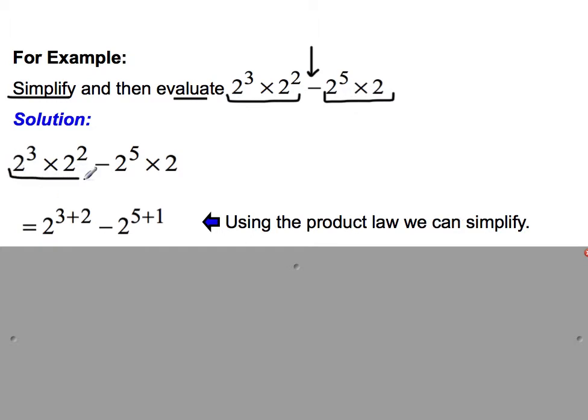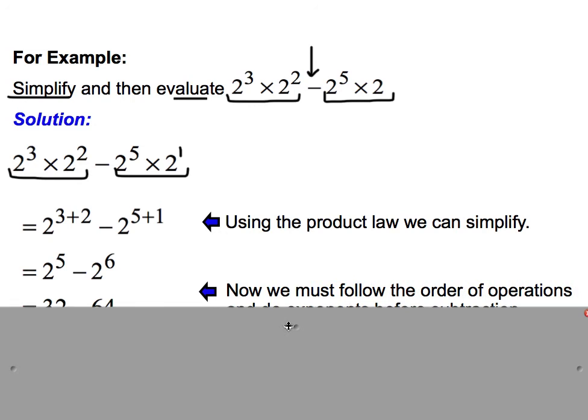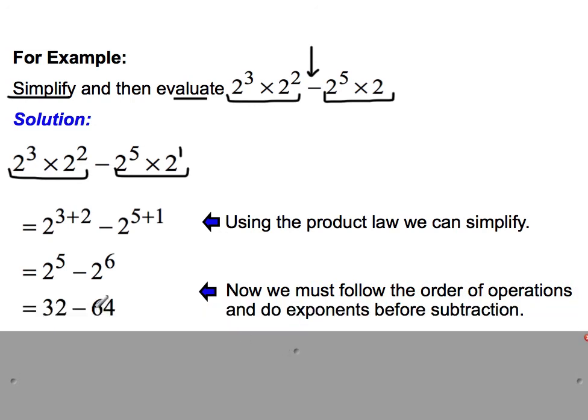So here are my two terms, because that is what I'm going to do first. I'm multiplying two powers with the same base, so I add the exponents. I'm multiplying two powers with the same base again. Let's put that 1 in there so we don't forget. I add the exponents. And now we can't do anything else because we have the subtraction sign.